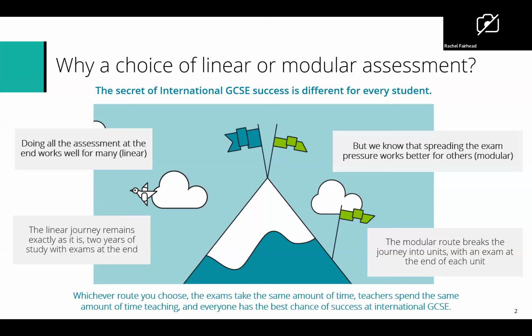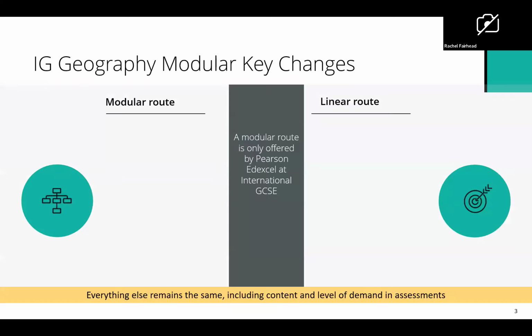What this means, therefore, is that whichever route you take, whether it's linear or modular, the exams take the same amount of time. Teachers spend the same amount of time teaching, and everyone still has the best chance of success at International GCSE. So, the clear thing is that linear is where the assessment's at the end, and modular is where you can spread out the exams. So the key changes then.